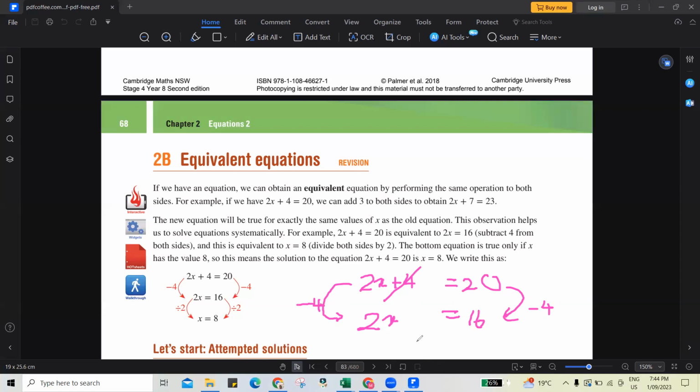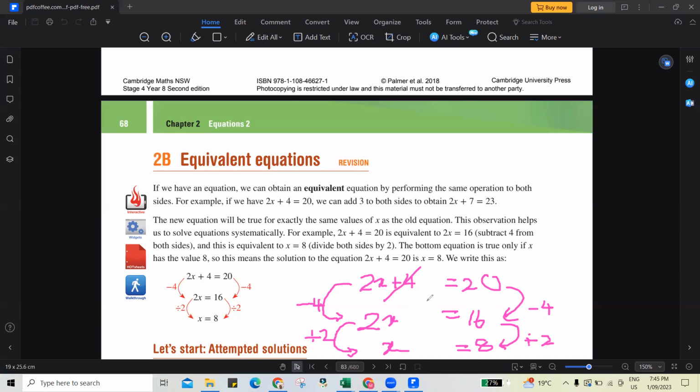Then we can divide by 2, then we can have the x value. What will the next operation be? Division by 2. If you do something for that side, you do the same thing for this side. 2x divided by 2 is x. 16 divided by 2 is 8. The answer will be x equals 8. These are the steps you have to follow to find the x value.